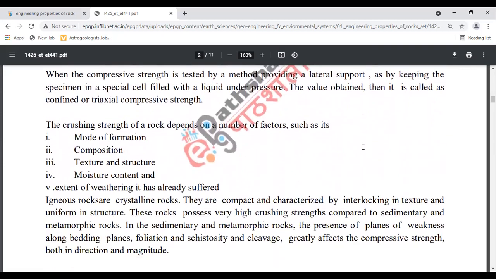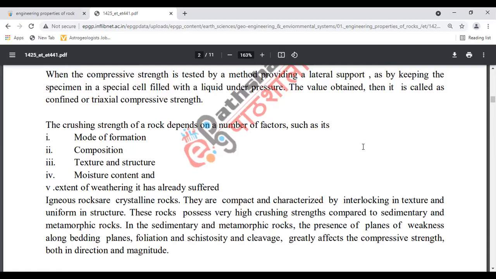When the compressive strength is tested by a method providing lateral support, as by keeping the specimen in a special cell filled with a liquid under pressure, the value obtained is called a confined or triaxial compressive strength. The crushing strength of a rock depends on a number of factors such as its mode of formation, composition, texture and structure, moisture content, and extent of weathering it has already suffered.